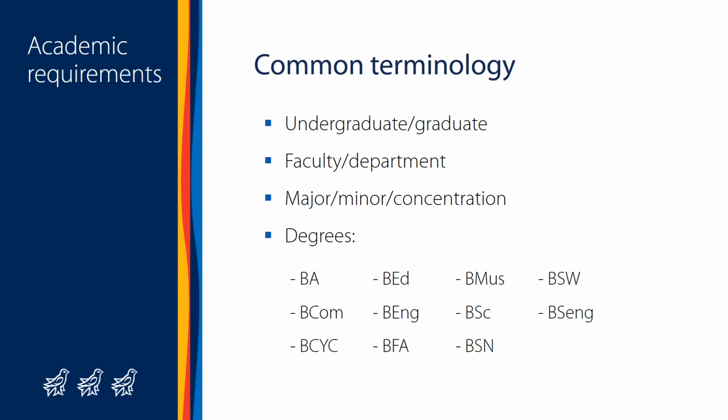And then these are a bunch of short forms for various degrees offered at the University of Victoria at the undergraduate level. BA is Bachelor of Arts, BEd, Bachelor of Education, BSc is Bachelor of Science, Bachelor of Child and Youth Care is BCYC. You get the picture.